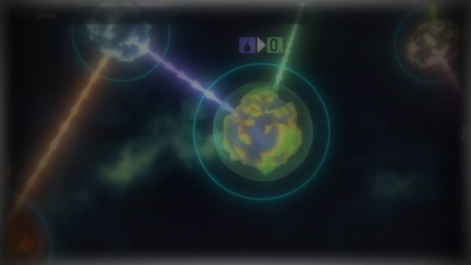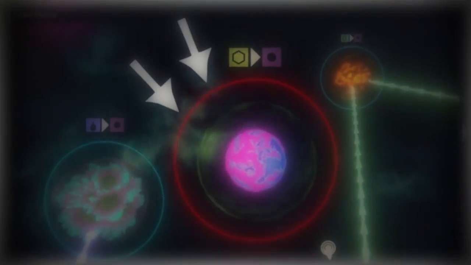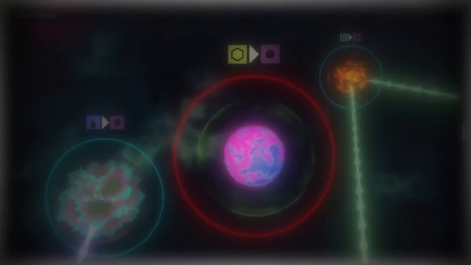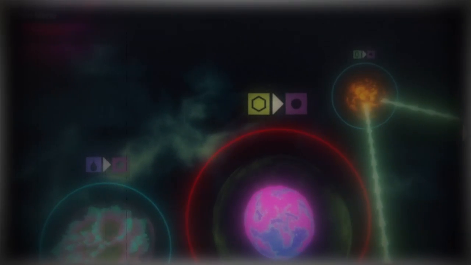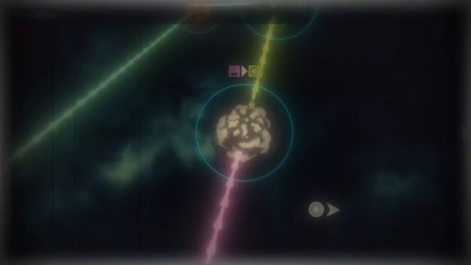Step 1. Identify planets in need of resources. Just watch out for the red ring. Step 2. Identify the resource they need. There should be an icon right above the planet. Step 3. Find a planet which produces that resource.